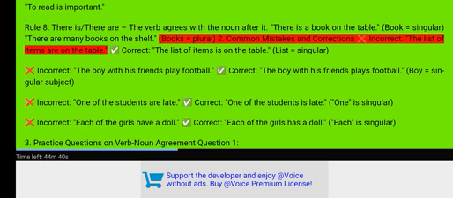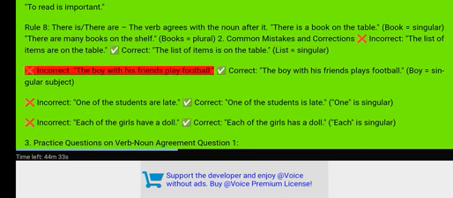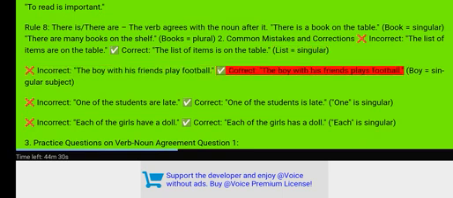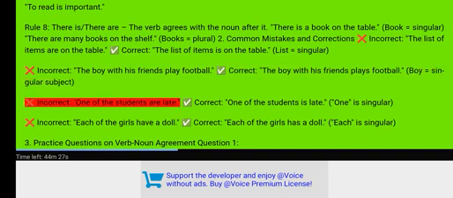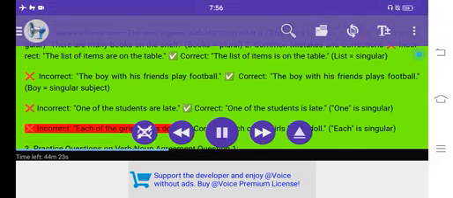Incorrect: The list of items are on the table. Correct: The list of items is on the table. List is singular. Incorrect: The boy with his friends play football. Correct: The boy with his friends plays football. Boy is the singular subject. Incorrect: One of the students are late. Correct: One of the students is late. One is singular.